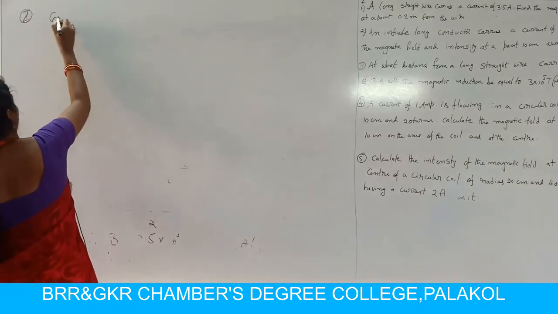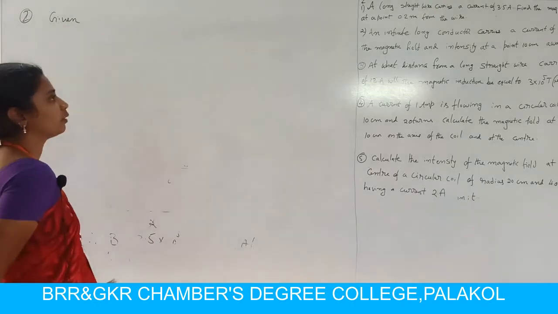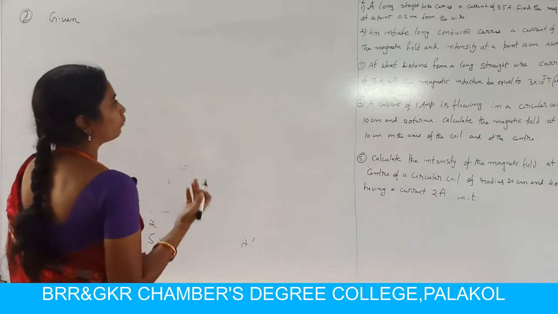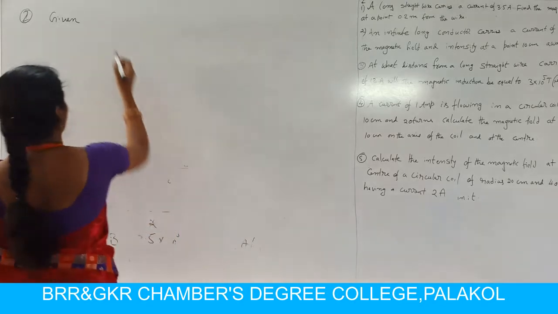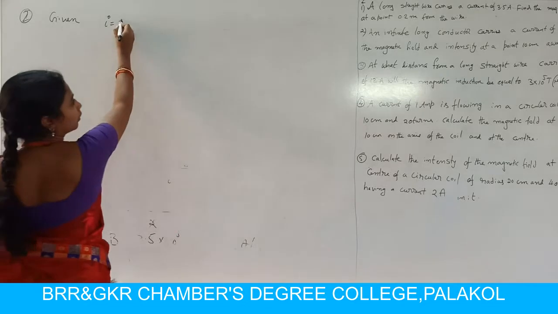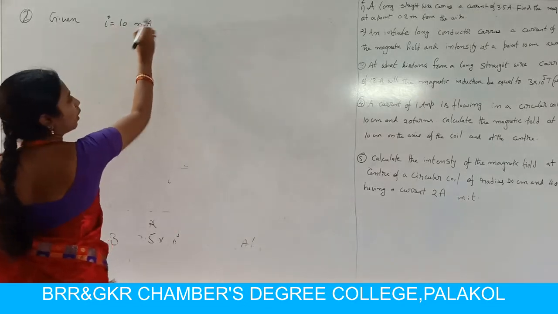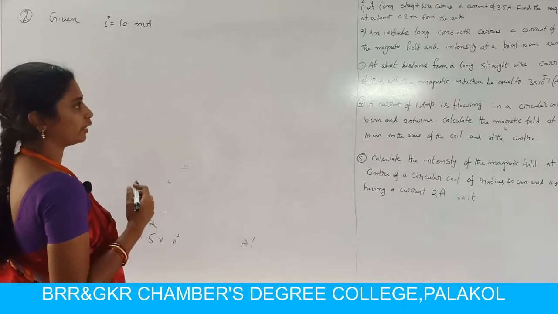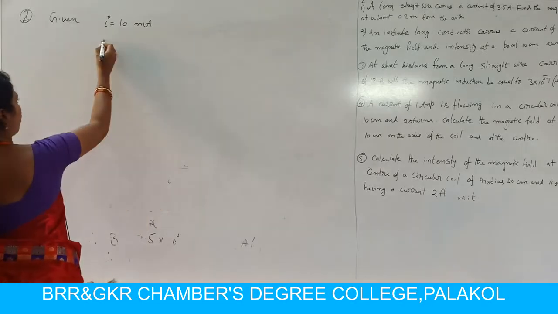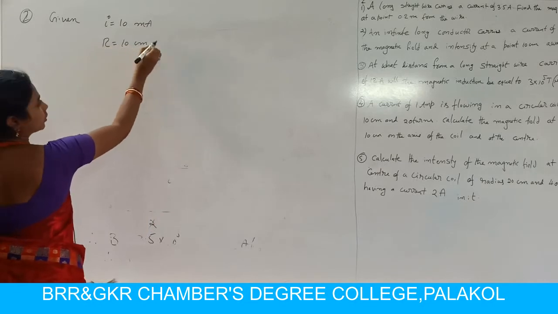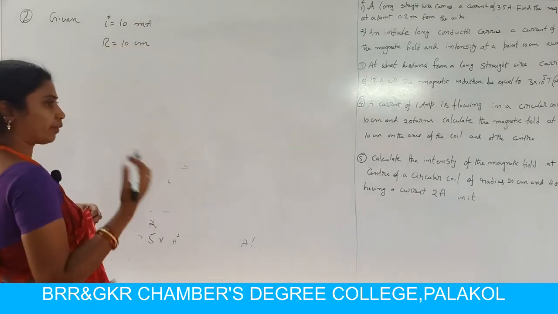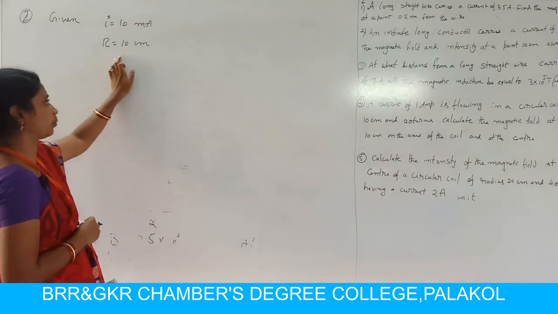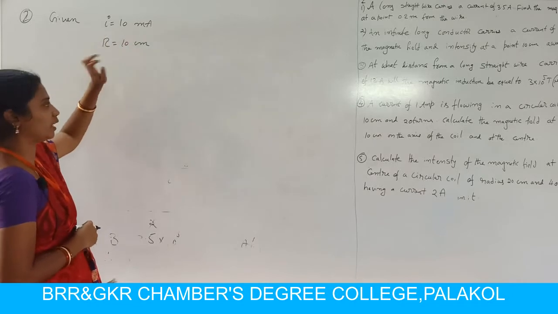The solution for the second problem. Here we have given, it is also an infinite long conducting wire. So the current flowing through the conducting wire is I equal to 10 milliamperes, and intensity and magnetic field are calculated at a distance. Here R is 10 centimeters away from the conductor. It means the distance between the point P and the conductor is R, 10 centimeters, and I is 10 milliamperes.